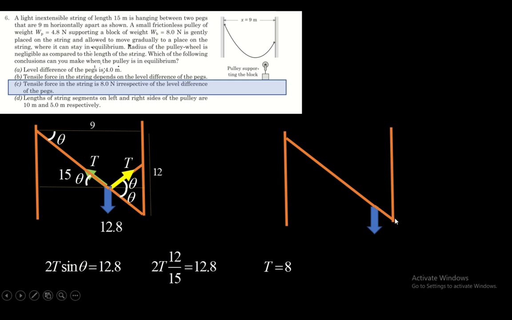This is the extended part. The actual part of the string on this side will be the mirror image in the central line, as we have here. Since theta is still the same as earlier, all these calculations will not change and T will still come out equal to 8. So tensile force is always 8, whatever the level difference of the pegs is. So option C is correct, and the rest of the options are wrong. You can verify. Okay.